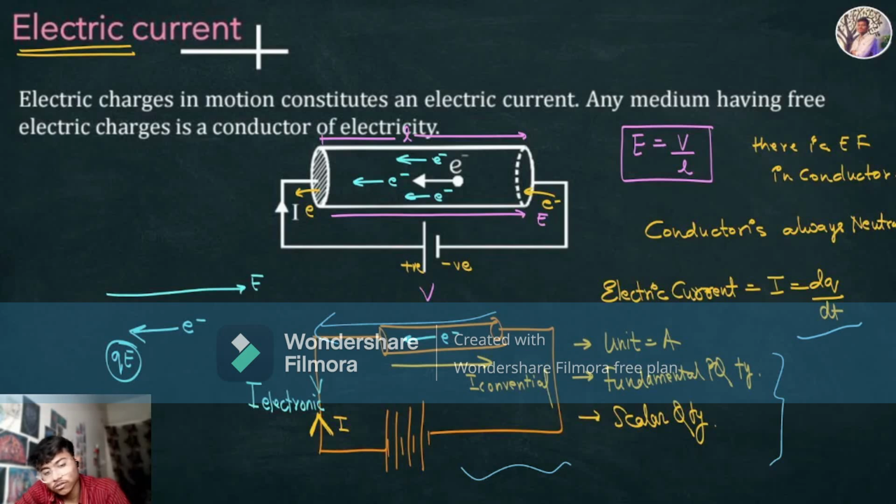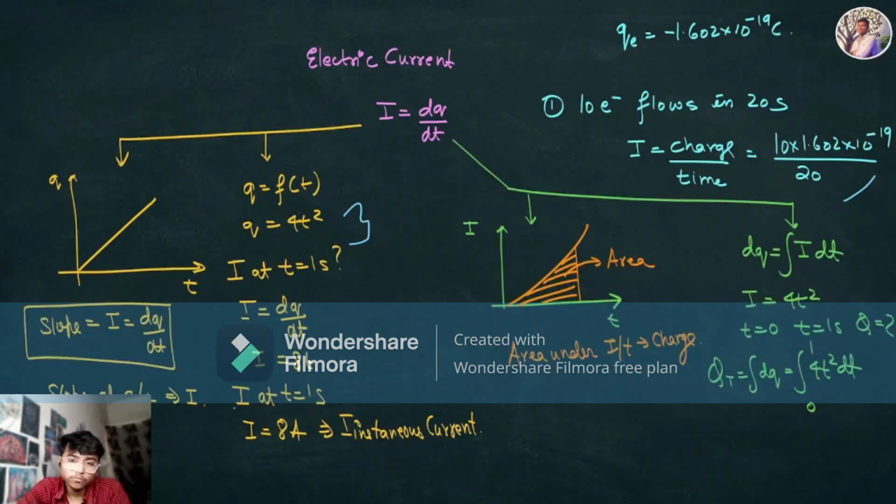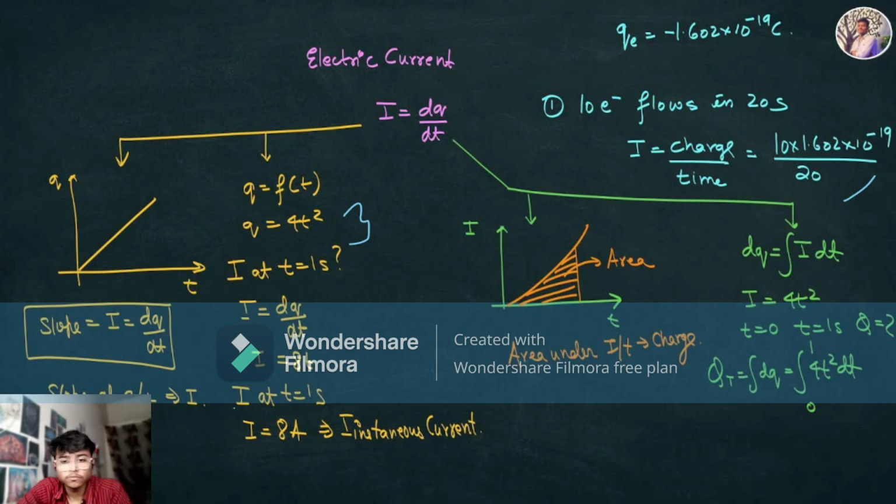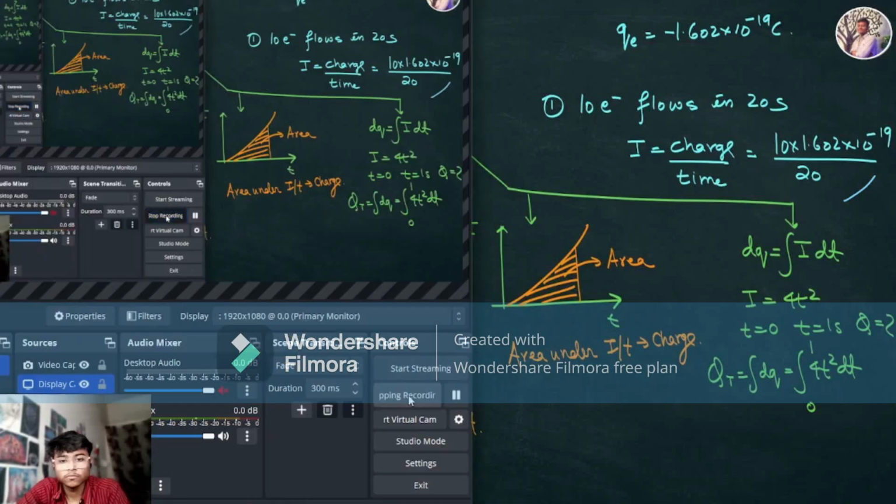The unit of current is the ampere. It is also a fundamental quantity, as we saw in the very first chapter of 11th class, units and dimensions, and it is also a scalar quantity.